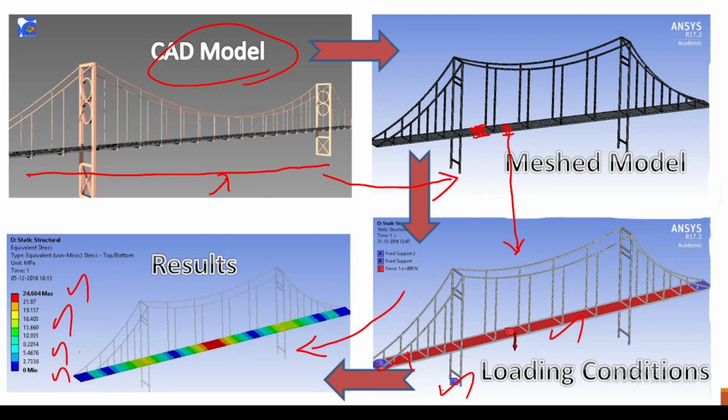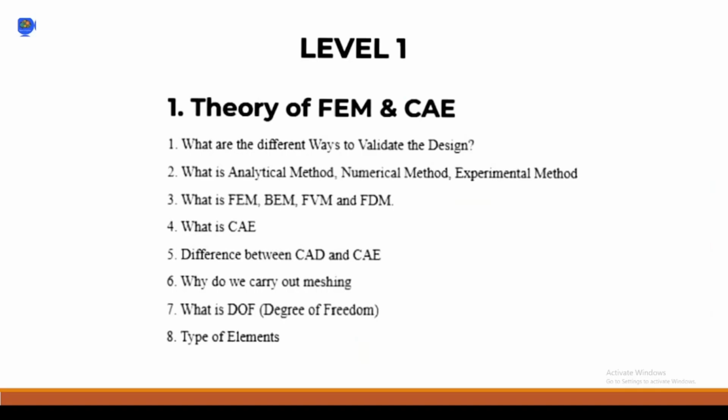If it is, then they will go for the production. If it is not, then definitely they will go for some modifications, a dimensional change, by the CAD model engineers. Then they will redo this process.